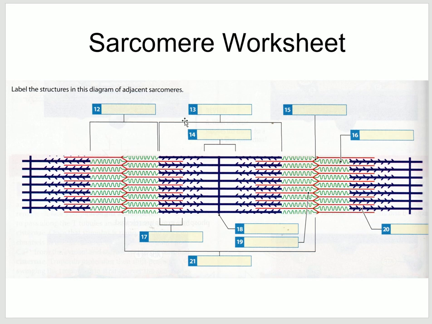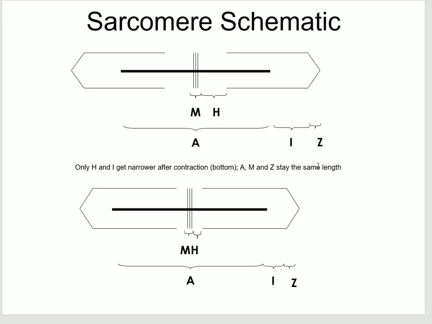Okay, so number 13 here is the A band. And then the I band is going to be number 12. So you see how it crosses that Z? That's what creates our light band, our I band, I light, and A band dark right there. Okay.